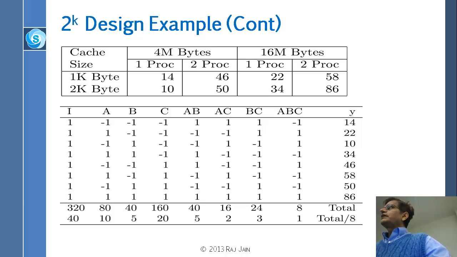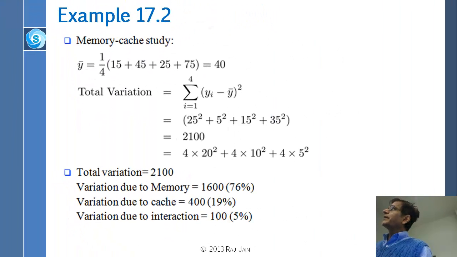Another way to get the total variation is to subtract 40, the mean, from each of these and then add them up. So y minus y bar added up should give you the total variation. First way was here, yi minus y bar whole squared. Now this is a 2 by 2 example, but a 2 raised to 3 example will have up to 8. So you take yi minus y bar, you take the mean, subtract it from each observation and add up, that will be total variation.